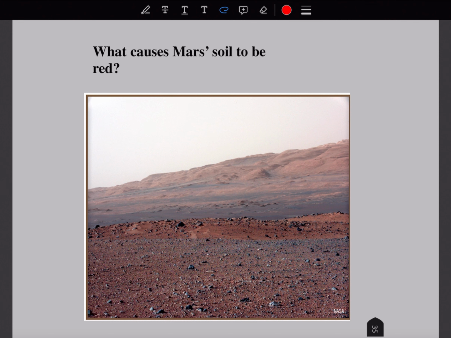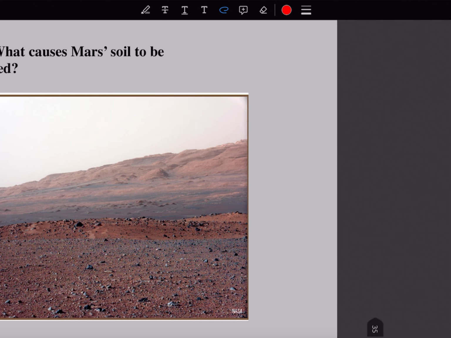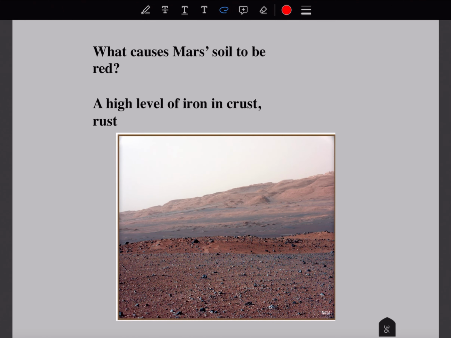Okay, so what causes Mars's surface to look red? What causes Mars's surface to look red is that it has iron oxide, or rust, on its crust. It has a lot of iron in its crust.